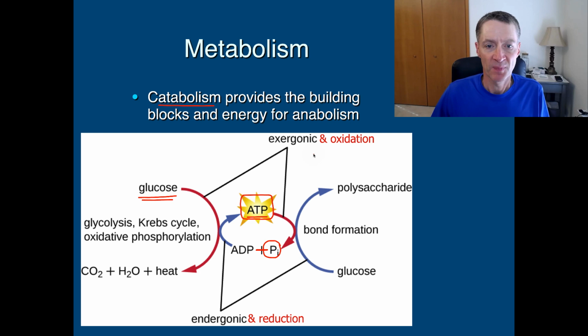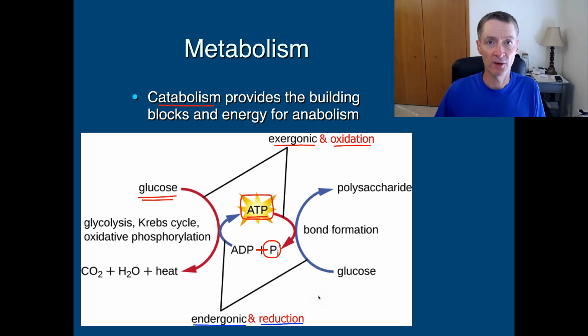What we can say is the arrows in red are exergonic. Energy is being released, right? And we can also say that these bonds have been oxidized. They have been broken. Okay? So oxidation means that we are breaking bonds. And then the blue arrows, okay, we say that these are endergonic reactions. Energy is being put in as bonds are forming. And this is a reduction part of the process.